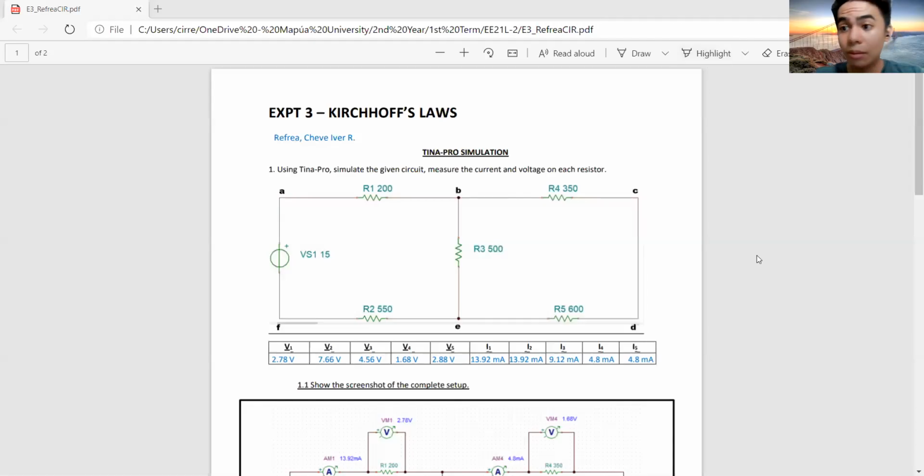So, good morning. I am Chef Iver Refrea, and today I'll be discussing and demonstrating the experiment theory of Kirchhoff's laws, as stated here in the lab report. Before I discuss the general overview of the lab report, we must first briefly discuss the concepts behind the lab experiments, which are Kirchhoff's laws.